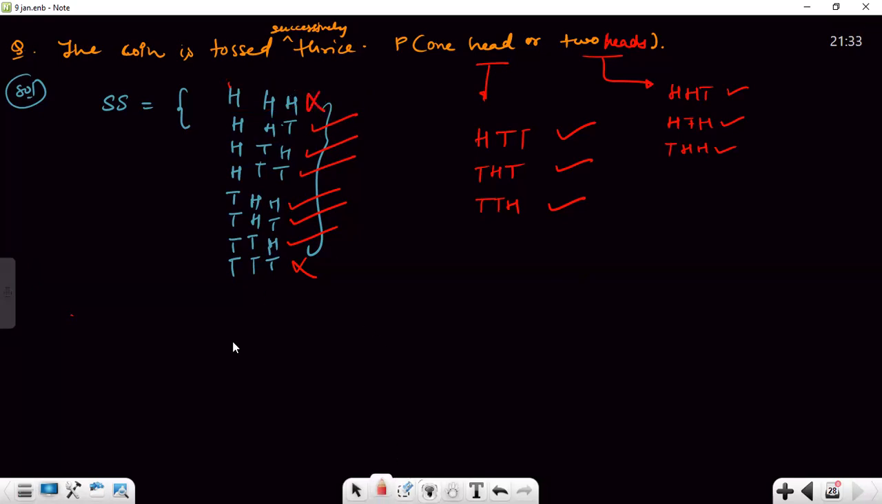Are you able to understand why? Yes, sir. Yes. So number of favorable outcomes, 6. Total outcomes, 8. Probability of the event is 3 by 4. Is that clear?